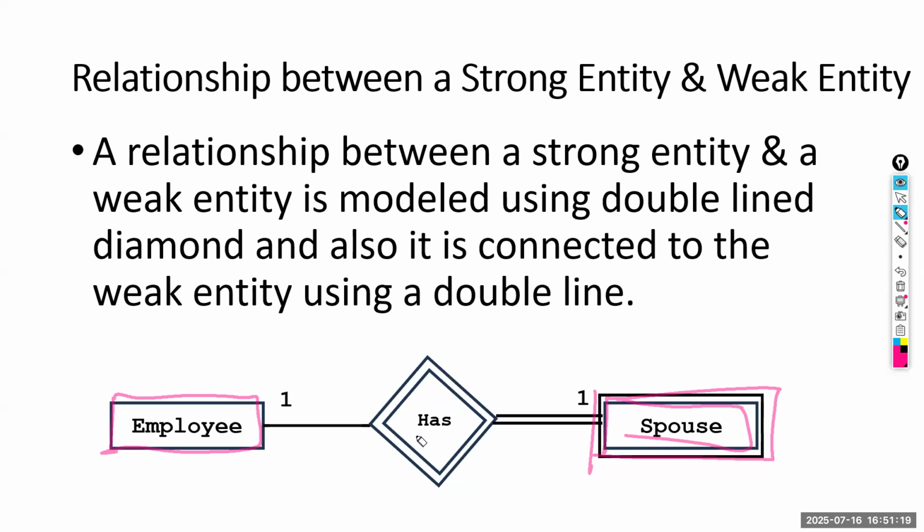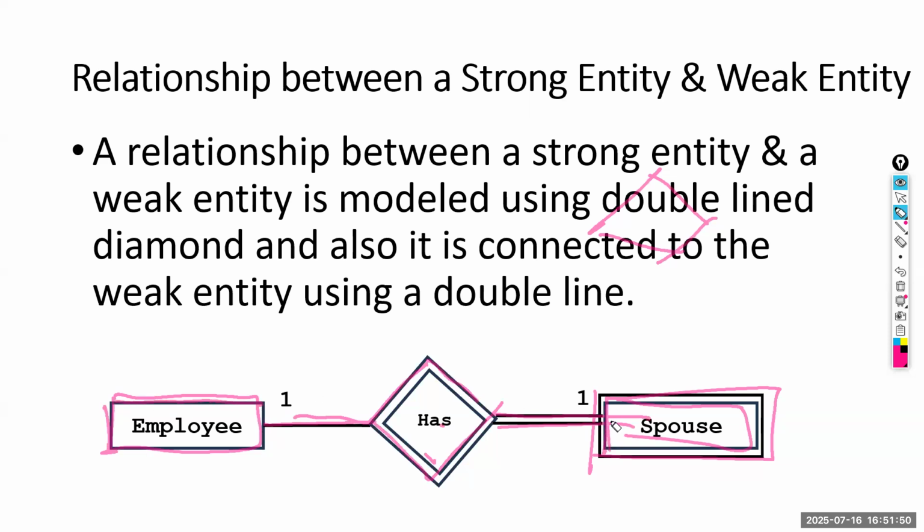So we say that we have a weak relationship. Usually our relationship is a diamond shape. Now our relationship is also a double diamond shape, double line. And the relationship's weak side is also connected using double lines, but the strong side, you keep it in a single line. And a strong entity is obviously a single line.